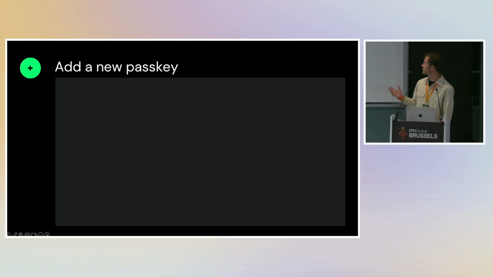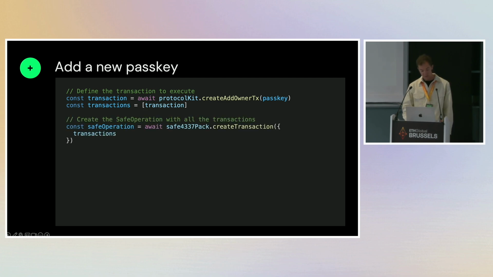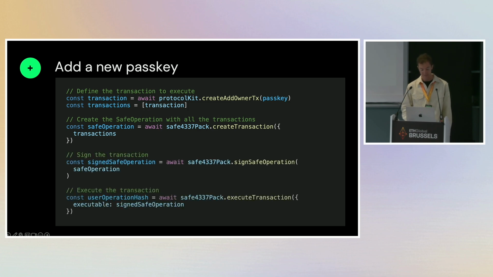If in the future, for your safe, you want to add more passkeys, it would be something similar. There is a method, in this case, in the protocol kit instance that you would need to initialize as well. And the function create add owner transaction will return a transaction with the right data to add a new passkey. So after that, you would need to create the safe operation, sign it with the passkey, and execute it. So one safe can have multiple passkeys if you want.